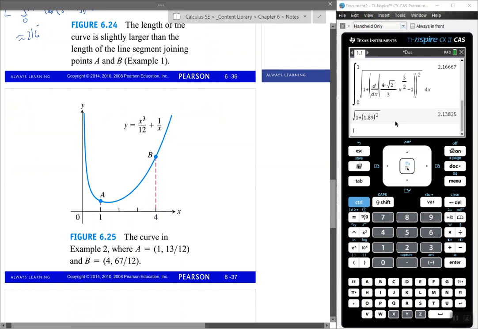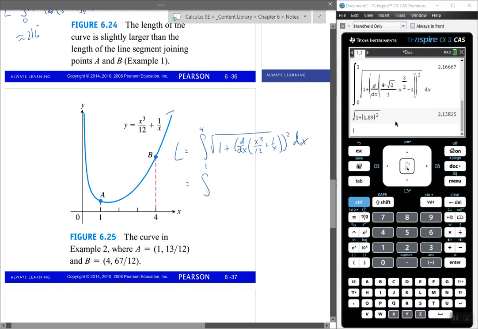Okay, so for this one we have the integral. For the length we have the integral. The starting x value there is 1, and the finishing x value is 4. The square root of 1 plus, and then I'm going to go d/dx. We could do this derivative, it's not too challenging. I'll do it both ways just to verify. d/dx of (x cubed over 12 plus 1 over x), quantity squared, dx, which should be the same thing.